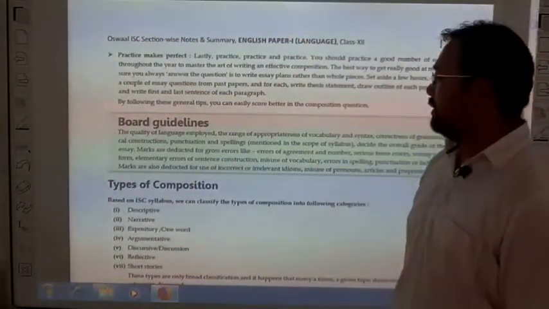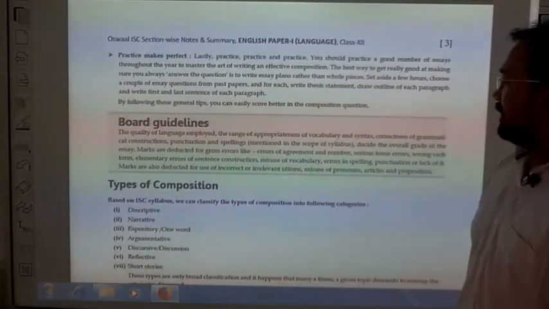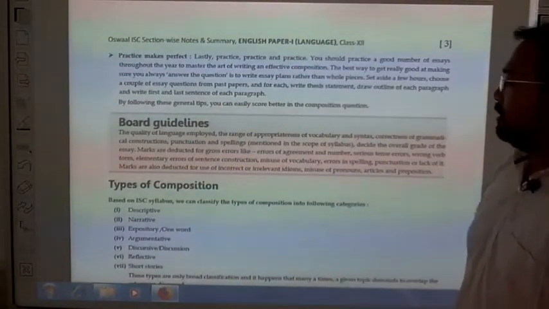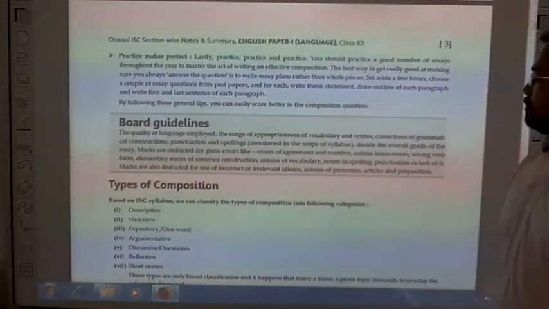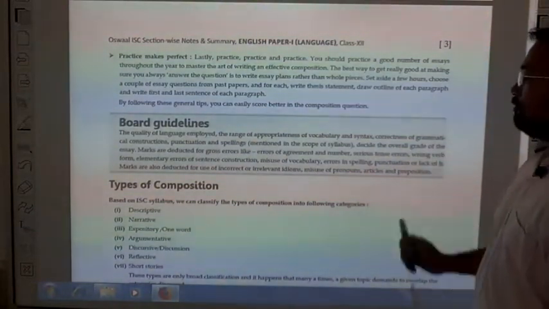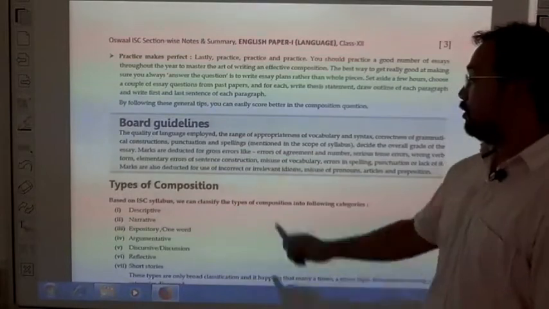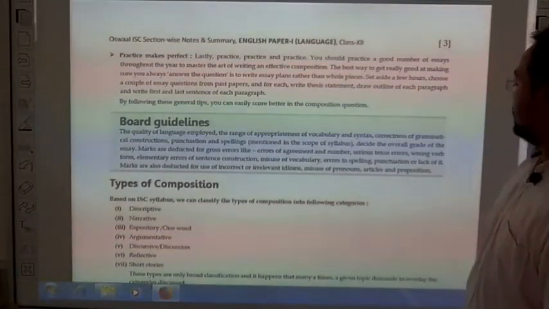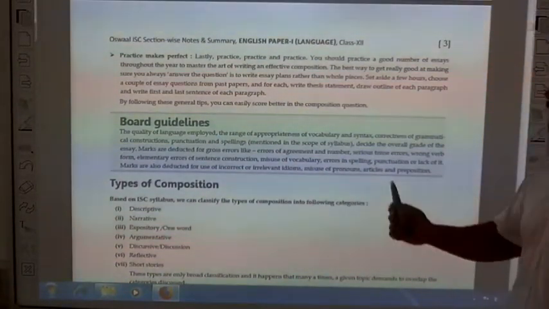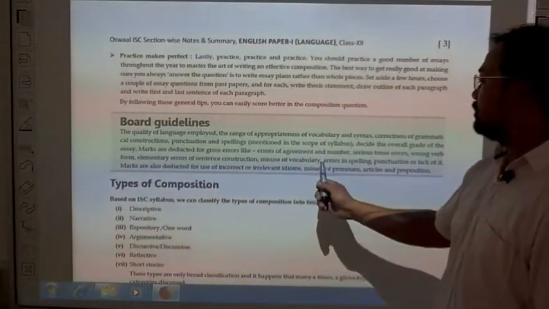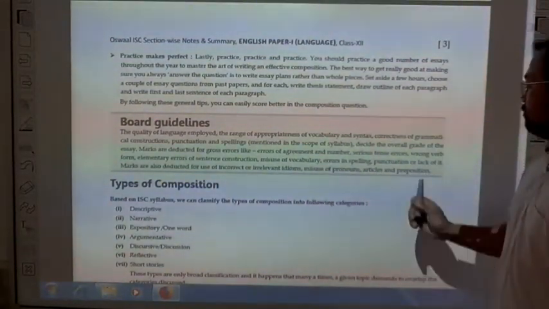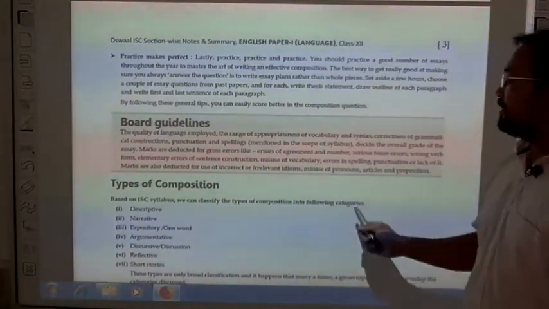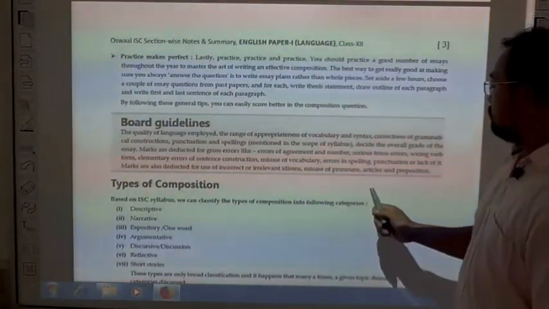The quality of the language employed, the range and appropriateness of vocabulary and syntax, correctness of grammatical constructions, punctuation and spellings mentioned in the scope of the syllabus decide the overall grade of the essay. Marks are deducted for gross errors like errors of agreement and number, serious tense errors, wrong verb form, elementary errors of sentence construction, misuse of vocabulary, errors in spelling, punctuation or lack of it. Marks are also deducted for use of incorrect or irrelevant idioms, misuse of pronouns, articles and prepositions.